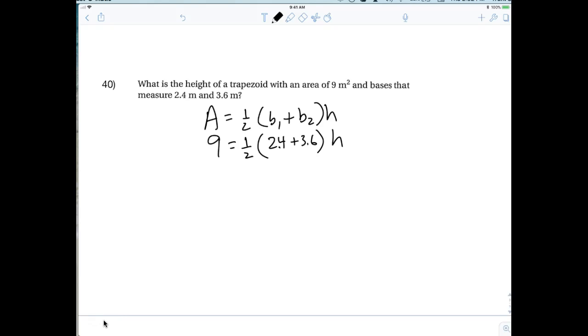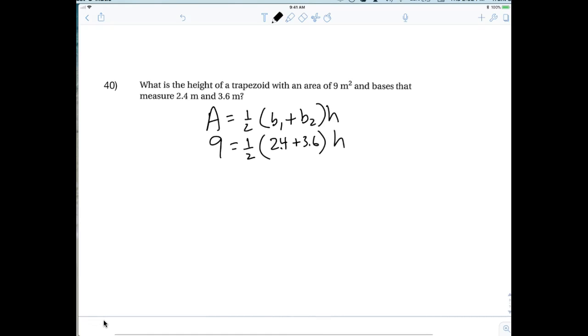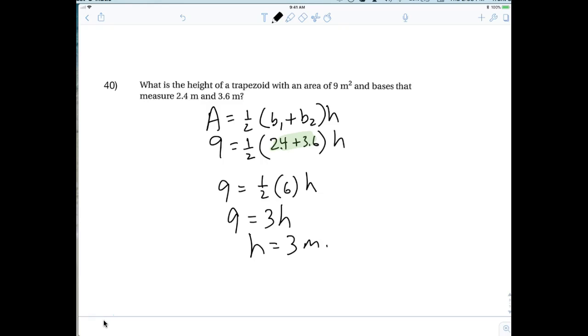Beautiful. So now I need you guys to tell me, Leighton, what's 2.4 plus 3.6? Is that it? Yes. Good job, buddy. Very good. So 9 equals 1/2 times 6 times h. Now I can take half of 6. What's half of 6? 3. So what's the height have to be? Good job, buddy. H equals 3 meters. 9 divided by 3. Very good.